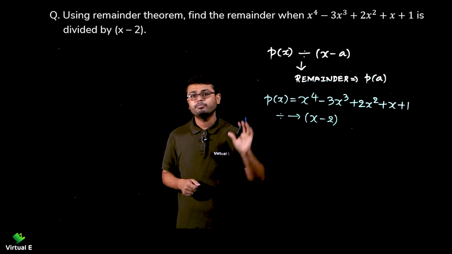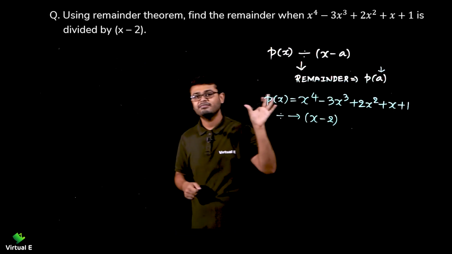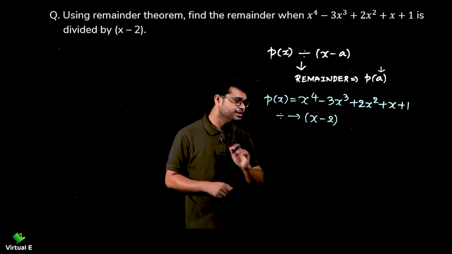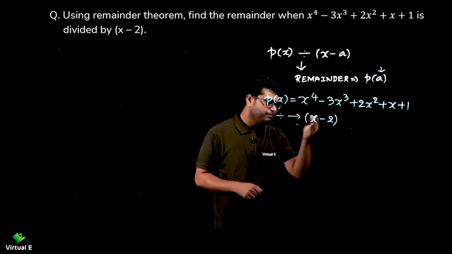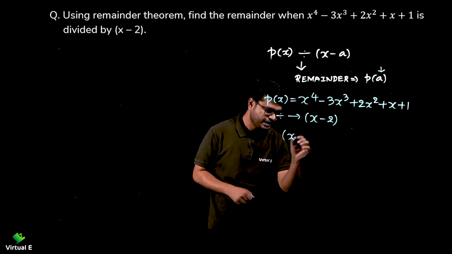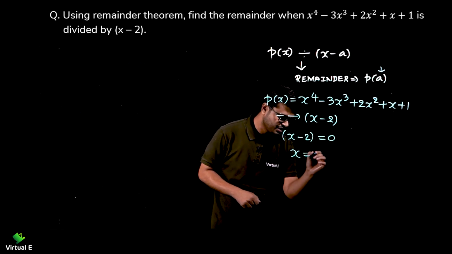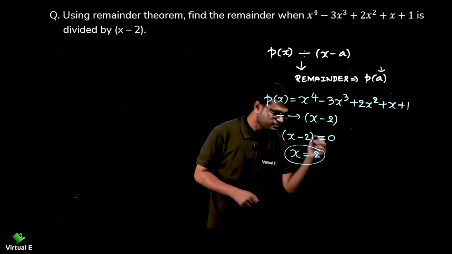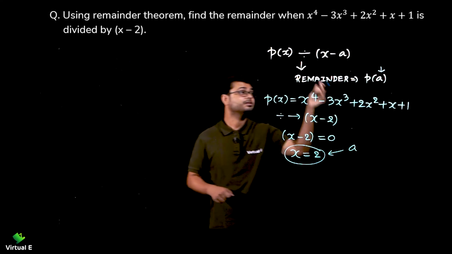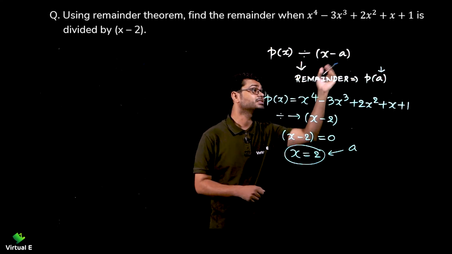Now it's very important to get the value of this a. How do we get the value of a? That is also important, and it is very simple. Whatever we are dividing with, take it equal to 0. Like x minus 2 is equal to 0. So x is equal to what? 2. Now this is our value of a. Compare with the remainder theorem: this is the value of our a, that is 2.